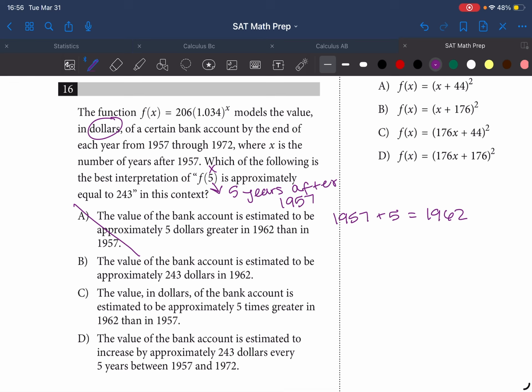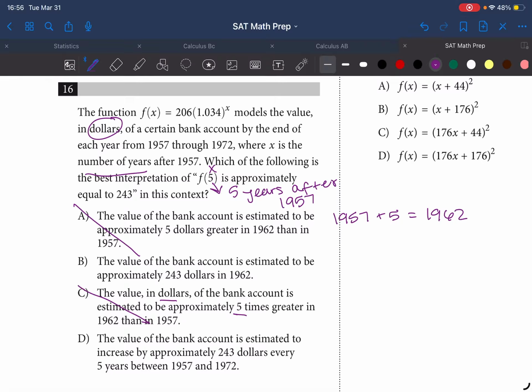C says the value in dollars of the bank account is estimated to be approximately 5 times greater. Okay, so this is again saying that this 5 is representing dollars, but we know that 5 is X and X is years, so it can't be C. And then D says the value of the bank account is estimated to increase by approximately $243 every 5 years between 1957 and 1962. So this one is saying that every 5 years it's going to increase.